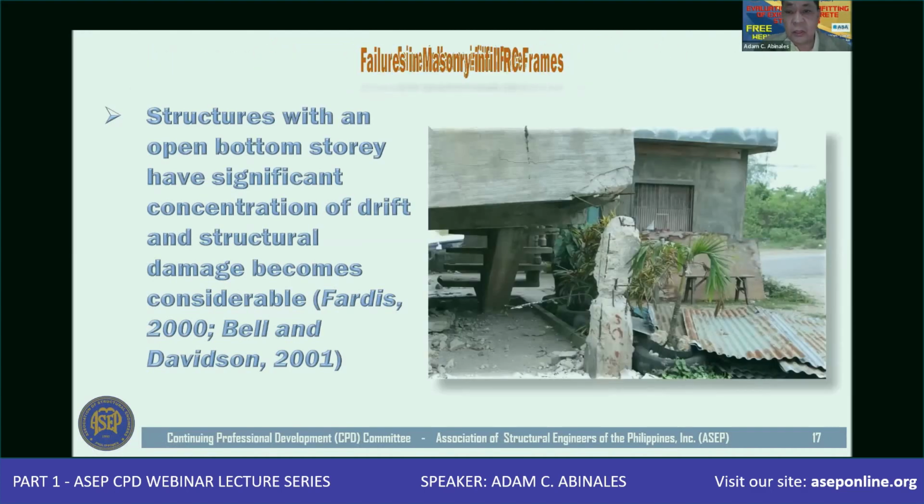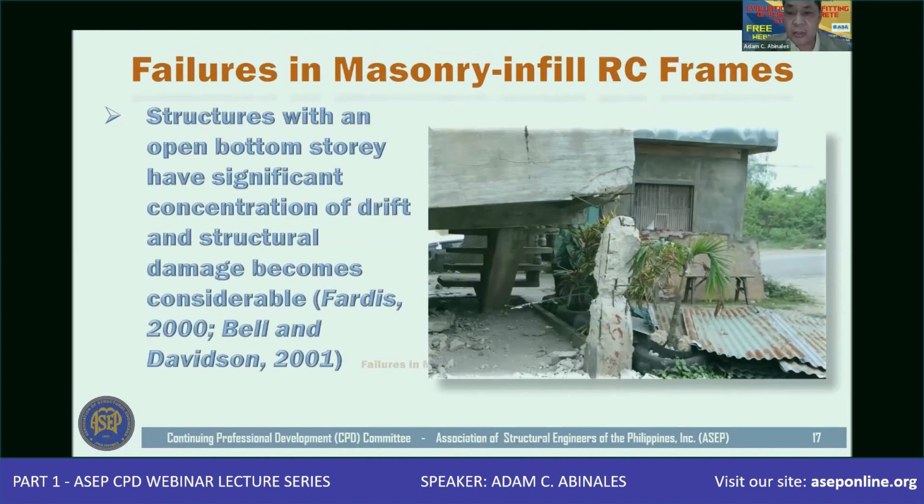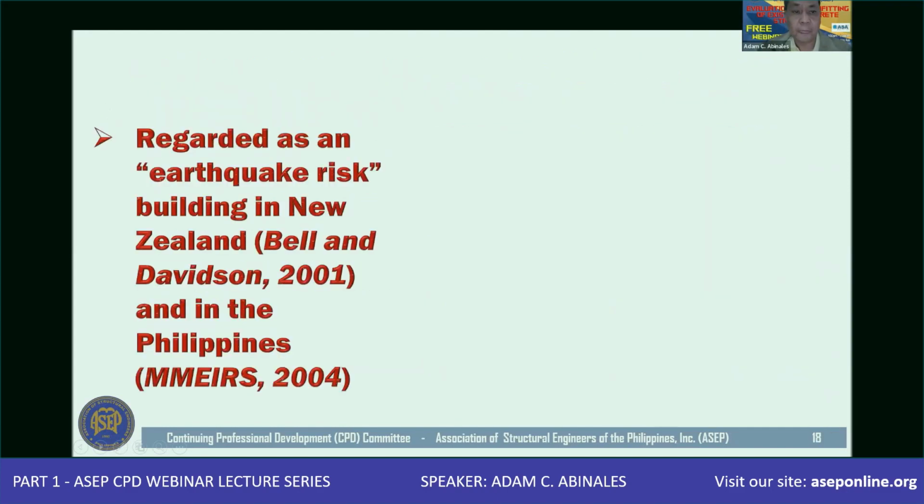Now this is another photo. Actually, this photo here was taken of one of the damaged buildings in the Negros Oriental earthquake, wherein, as you can see, the column is already detached from the superstructure or from the structure itself. So structures with an open bottom story have significant concentration of the drift, and the structural damage becomes considerable.